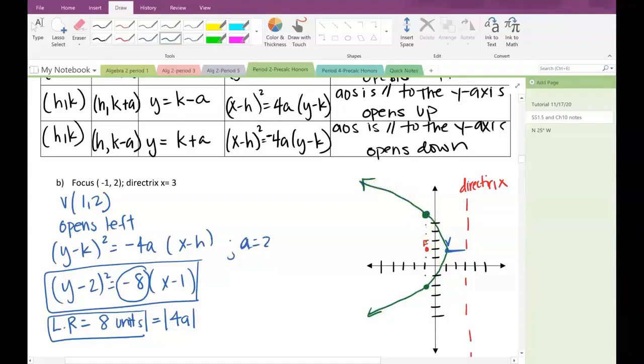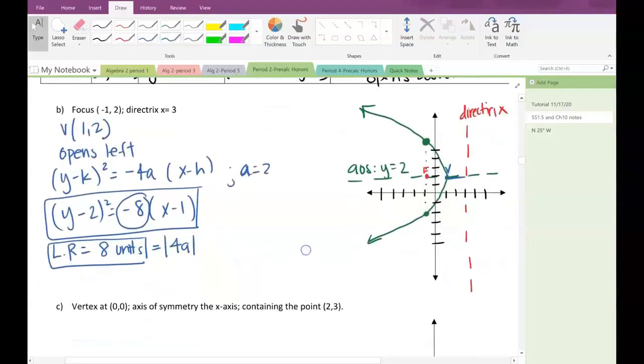Now we will also find the directrix, or label the axis of symmetry. Okay, AOS, which is now y equals 2. Y equals 2. Okay, let's write in here. AOS, y equals 2. Box that up. What else are we missing?